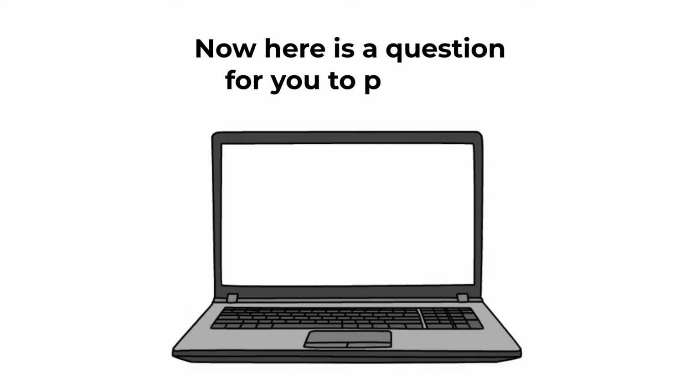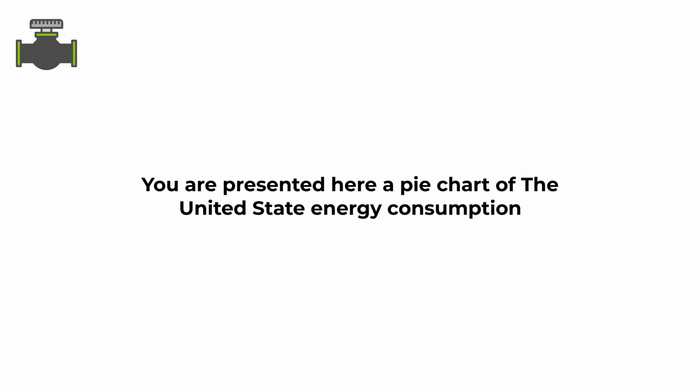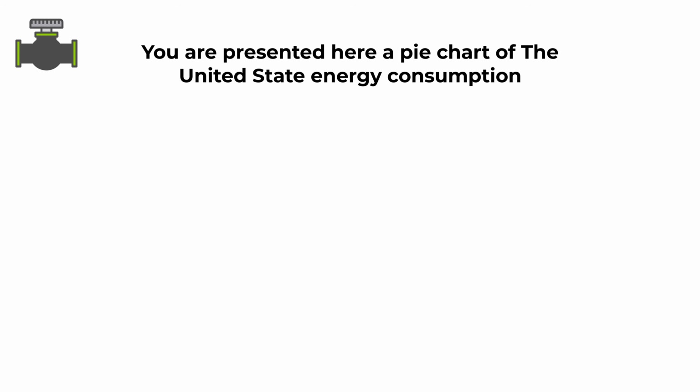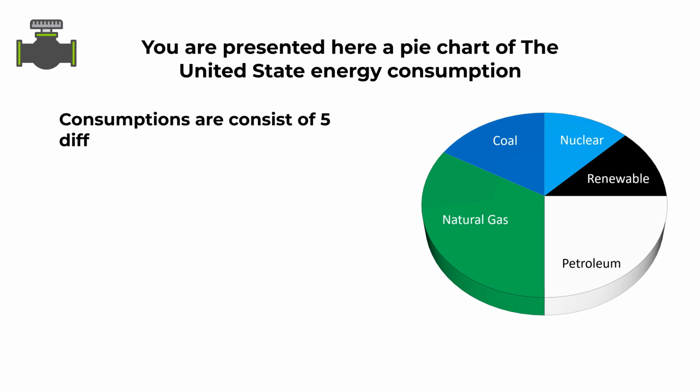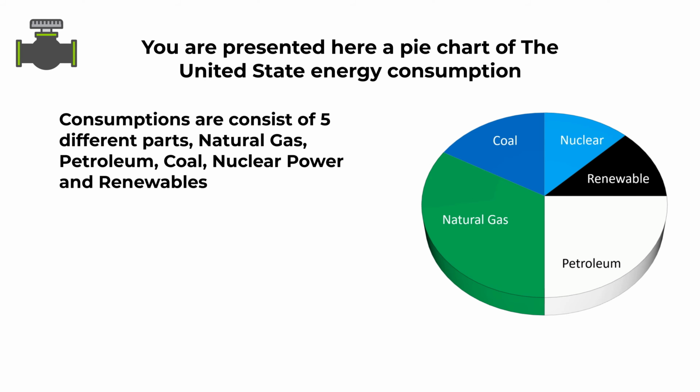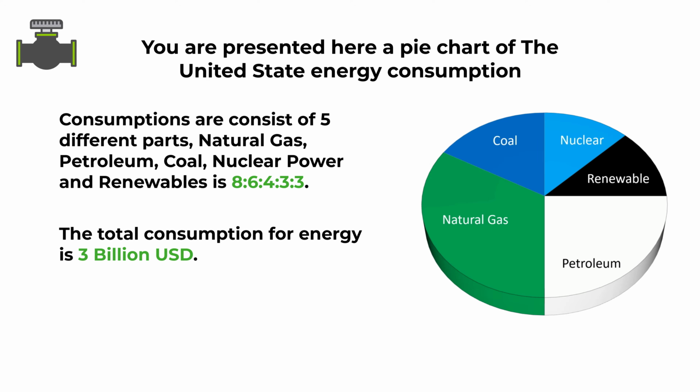And now here's the question for you to practice. You're presented with the pie chart of United States energy consumption. Consumption consists of 5 different parts: natural gas, coal, nuclear, renewables, as well as petroleum. The ratio between natural gas, petroleum, coal, nuclear power, and renewables is 8 to 6 to 4 to 3 and to 3. The total consumption for energy is $3 billion. So how much in United States dollars was consumed in form of petroleum?